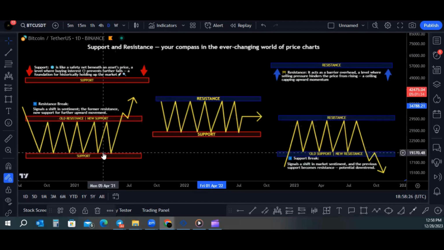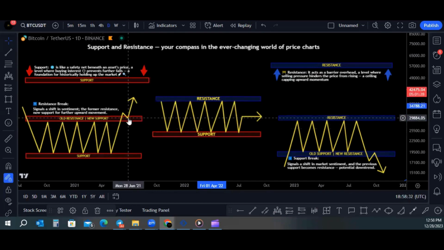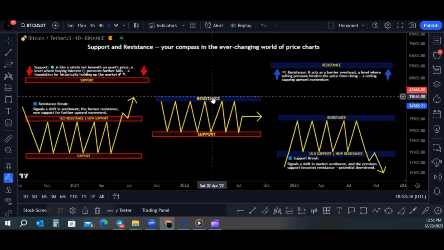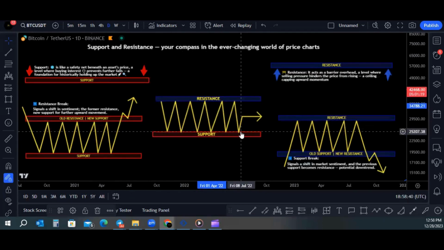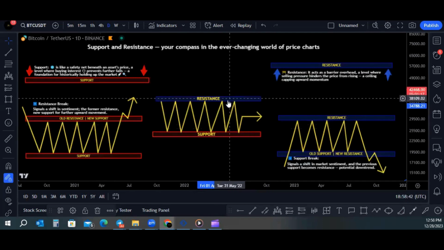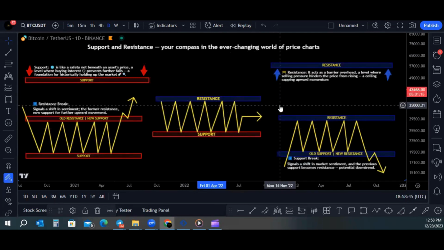So these still serve the same purpose, except that whenever it breaks out, we are holding from the other side. When we're in a consolidation, they stay the same. But when we break, they switch. So there's a little bit of a dynamic there.